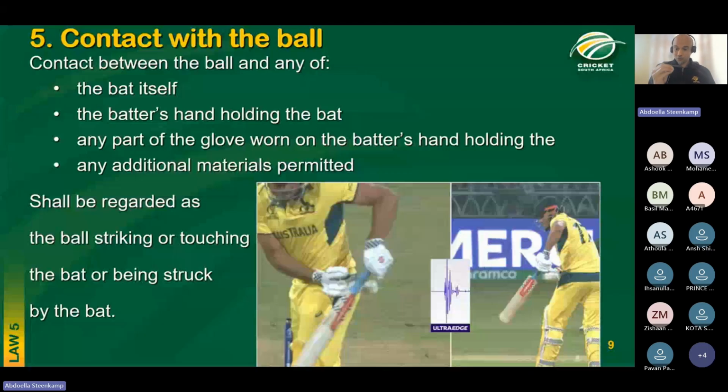Why? Because, yes, the ball touched the glove, but Marcus's right hand, the bottom hand, was not holding the bat. And now it's seen as that hand being part of the person, and that's why this was given not out. If Marcus's bottom hand had been on the bat and it touched the glove, he would have been given out, caught behind. But because the hand is not holding the bat, he was given not out.